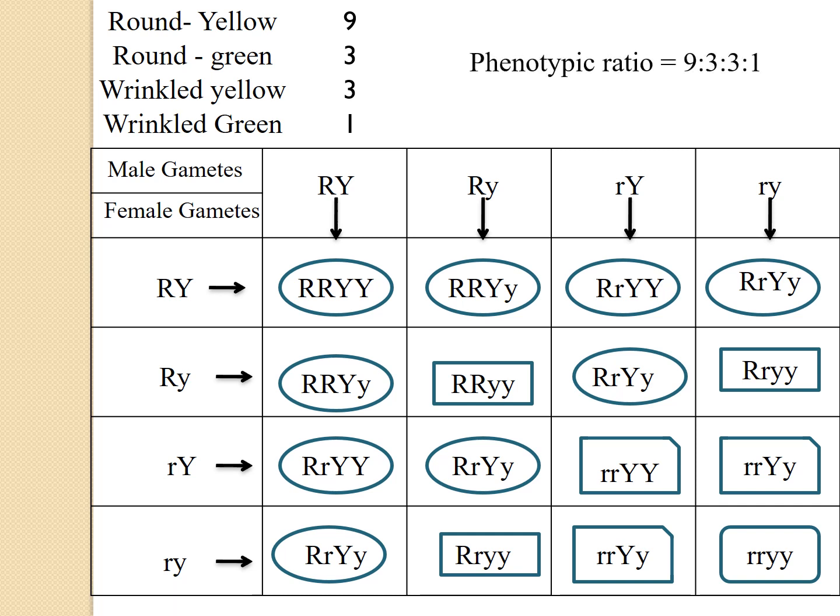So my phenotypic ratio is 9:3:3:1. Understood? Where I considered their appearance. I was checking how many I'm getting round, how many I'm getting yellow, how many I'm getting wrinkled, and how many I'm getting green. Okay, so phenotypic ratio for a dihybrid cross is 9:3:3:1.